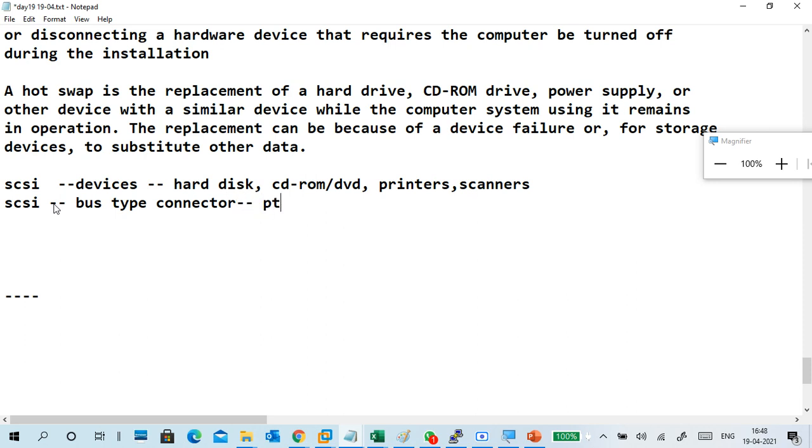Parallel type of connectors only we are using. Later, SCSI ribbon connector, actually you have to say ribbon connector. You know how the parallel type is here. Later, SCSI changed and started using SATA type of connectors. So this is called SAS. SAS means serial attached SCSI, or serial SCSI type.